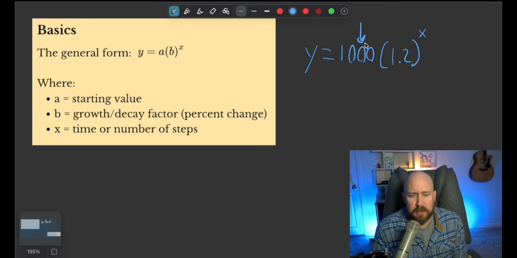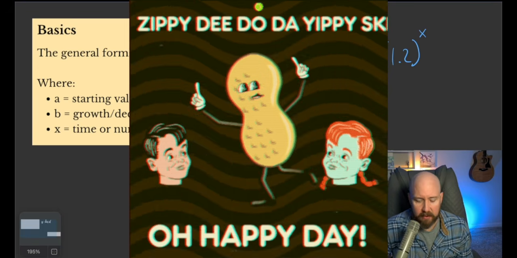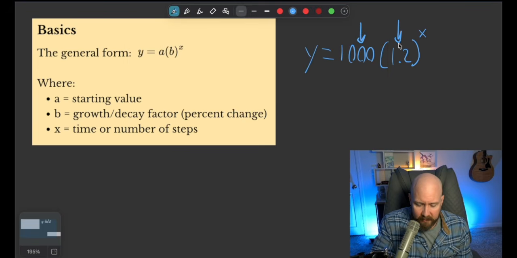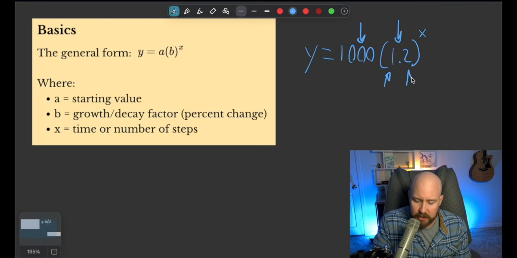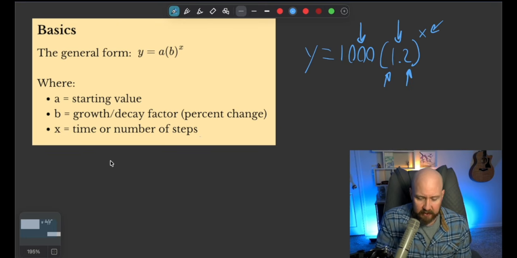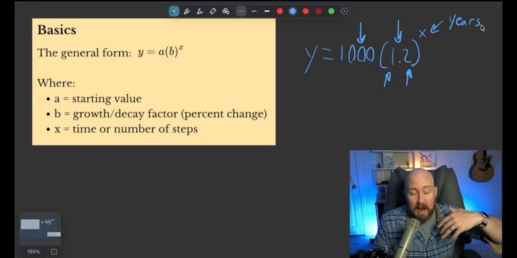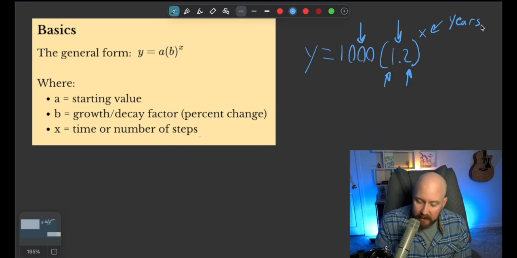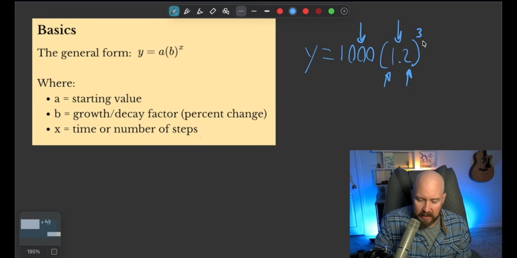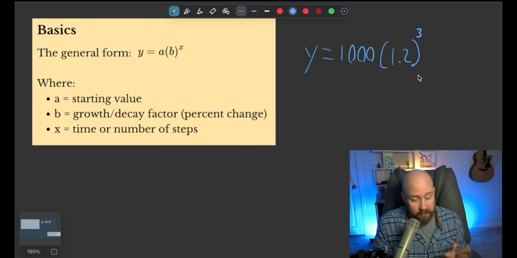So let's just say that we're talking about how many peanuts you have. And then here we have a percent increase of 20% because we have our original 100% plus an additional 0.2, which is 20. And then x is always going to be time or number of steps. So we could think like this increase happens every year, right? So if we wanted to know after 3 years, how many peanuts would you have? We would simply change x to 3. And we would know that after 3 years, we have whatever that is.